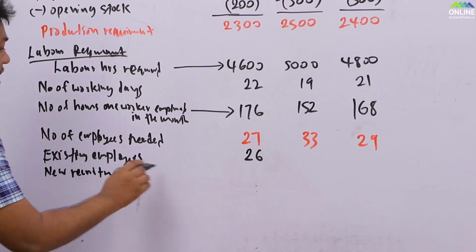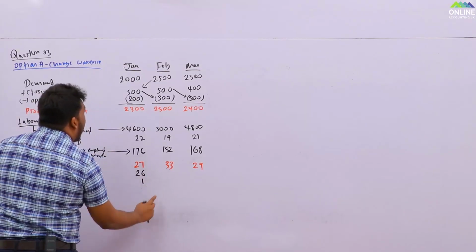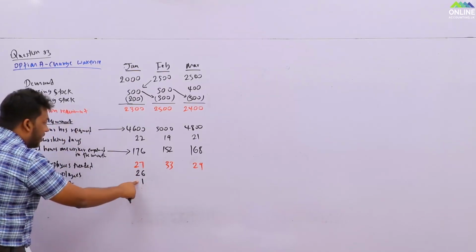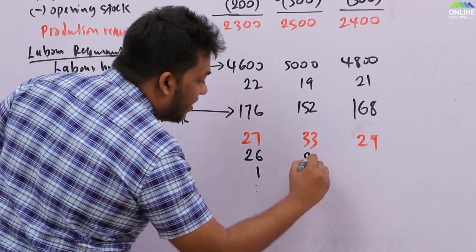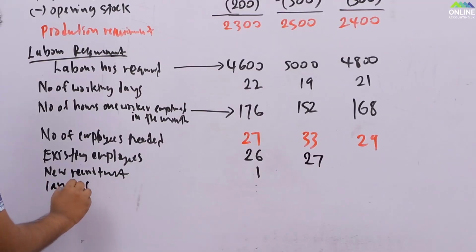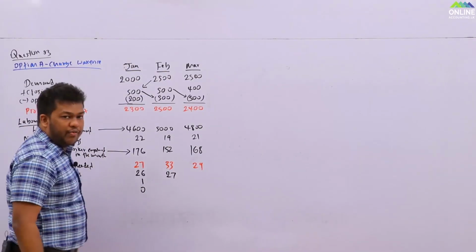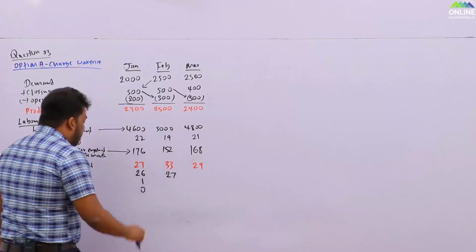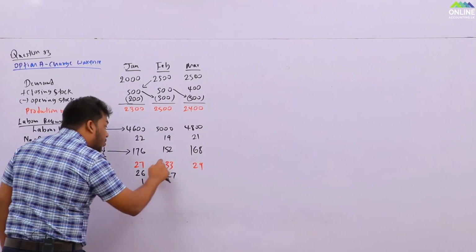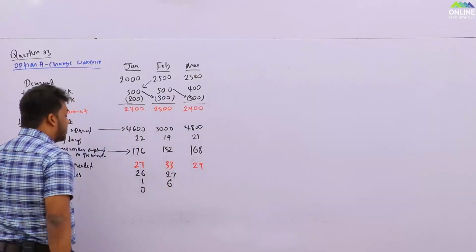New recruitment is how many? Here 1. And existing employees at February is how much? They had 26. They recruited 1. Then they had here 27. And here you have layoff also. Layoff means you are asking them to resign. So here no layoff. You are not going to remove anyone from the business. Now 26 you had, 1 recruited. Here you have 27 at the beginning, but you need 33. So how many you have to recruit? You have to recruit 6.